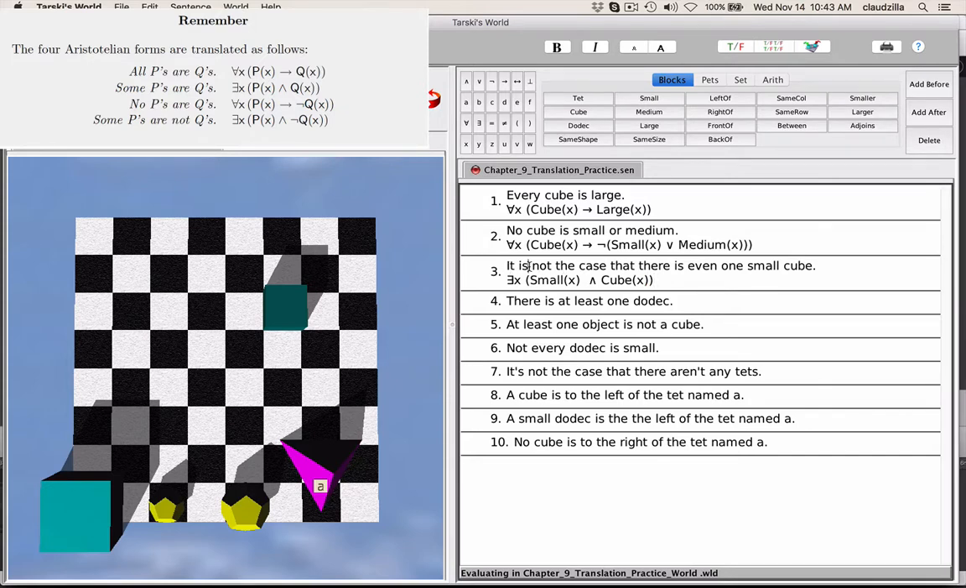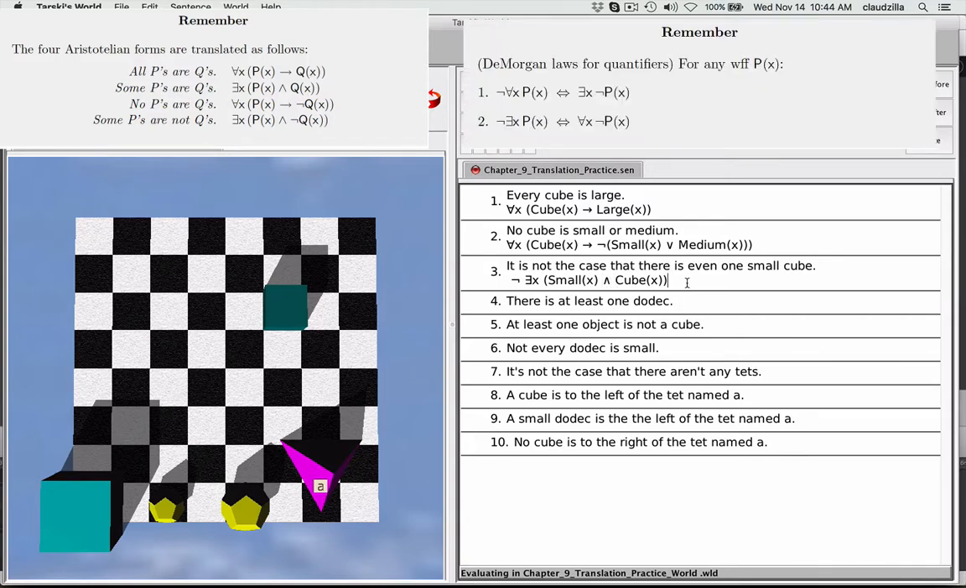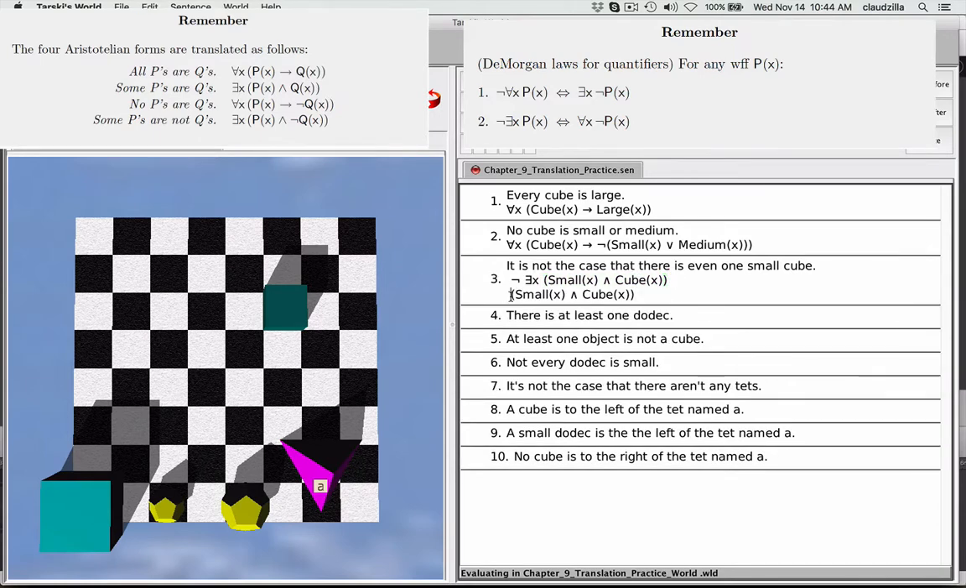And then remember that we've got a negation at the front. It's not the case that there is at least one thing that is small and a cube. Now, if we were to push the negation through, we would change the quantifier. So we would get this sentence. Hold on, I'm just going to copy paste. So we would get universal negation, and this sentence would say, everything is not a small cube. That is, everything is not both small and a cube.